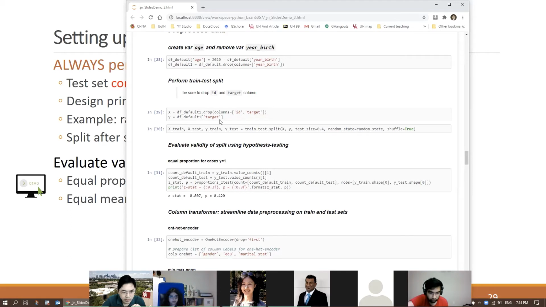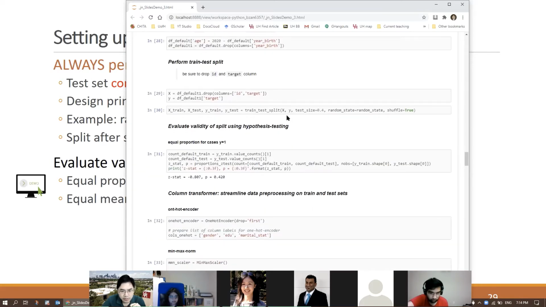Create the X and Y, make sure you get rid of the ID as well as the target variable from X, and Y is a single column. And you provide the X and Y both together to the train test split. It will spit back four data sets. It will split each set in the order of training and test first and finish one set before going to the other set. That's why you have two X's and two Y's.